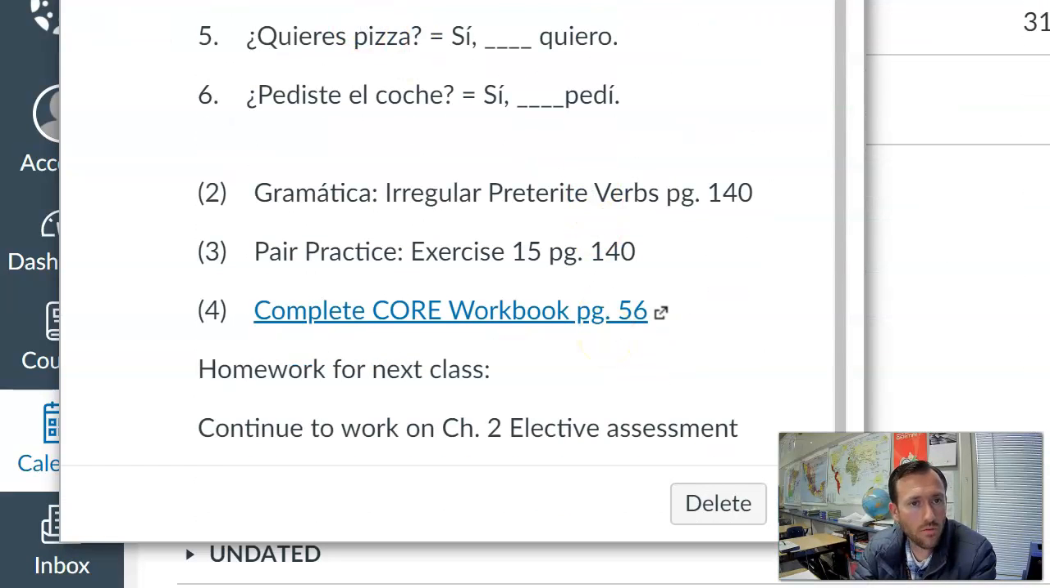We're going to look at page 140 next, the grammar of irregular verbs ir and ser. We'll do a practice, exercise 15, on that same page, and then core workbook page 56 is going to be homework for Friday, but we're going to get a head start on it today. No homework for next class, just to continue working on your project.